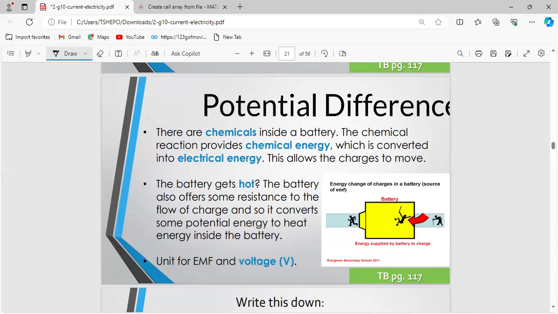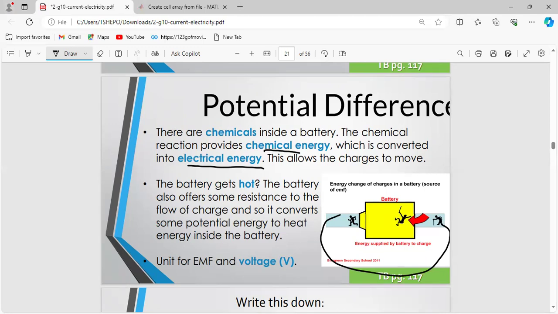So the chemicals inside of this battery react with one another. And when they react with one another, we say the chemical energy will be converted into electrical energy, because it's a battery and it gives electricity. So these chemicals inside of the battery will react with one another, and therefore this chemical energy will be converted into electrical energy. And when this chemical energy is converted into electrical energy, this will allow the charges to flow in a circuit.